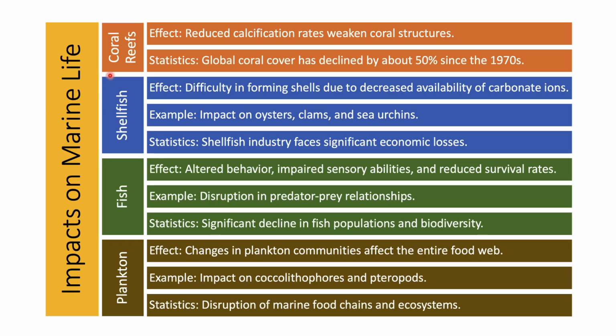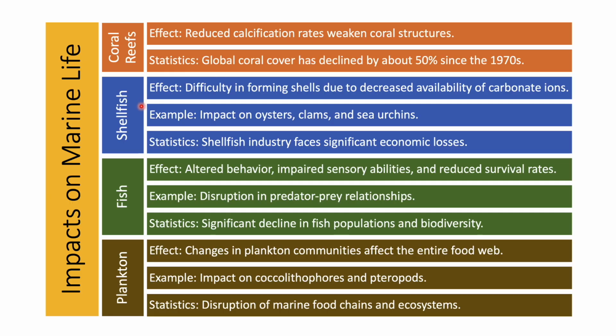Now we can also see the effects on the marine life. Coral reefs are affected, shellfish and fish and plankton, all these species are affected. For example, in the coral reef, reduced calcification rates weaken the coral structures. People also call this the bleaching of coral reef. And in the case of shellfish, it is difficult to form shells due to decreased availability of carbonate ion. So we will look at the chemistry behind this one.